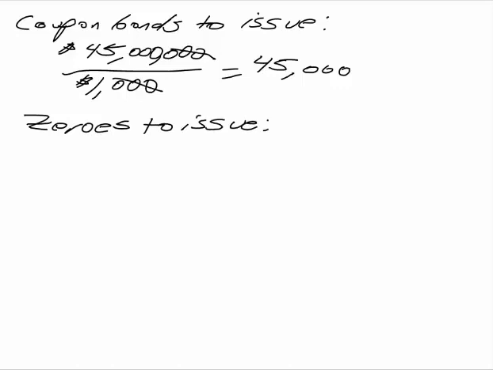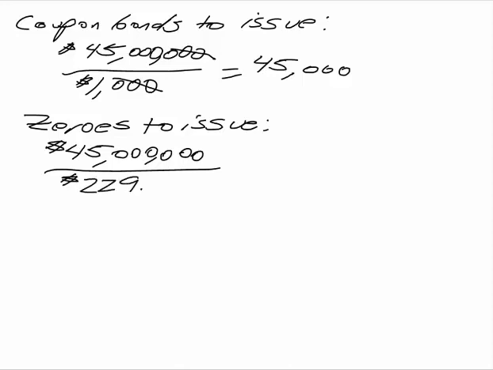To figure out the number of 0 coupon bonds to issue is a little more tricky because we're going to have some rounding issues. We need to raise $45 million, divided by the price per bond. For the price, we're going to round to the nearest penny, so our price per bond is $229.34. When we run these numbers, the answer we get is 196,215.22.